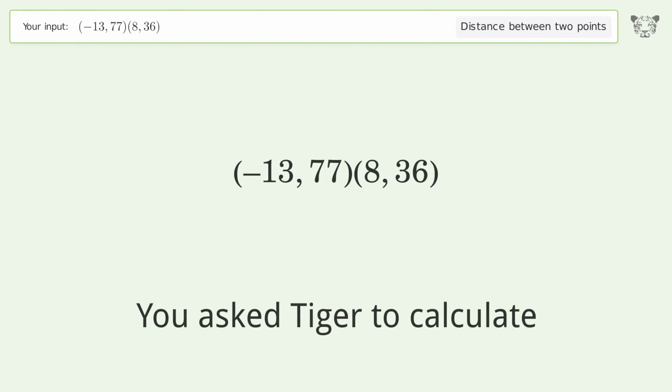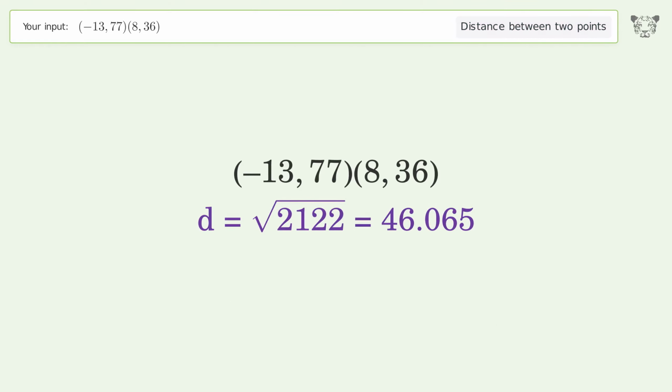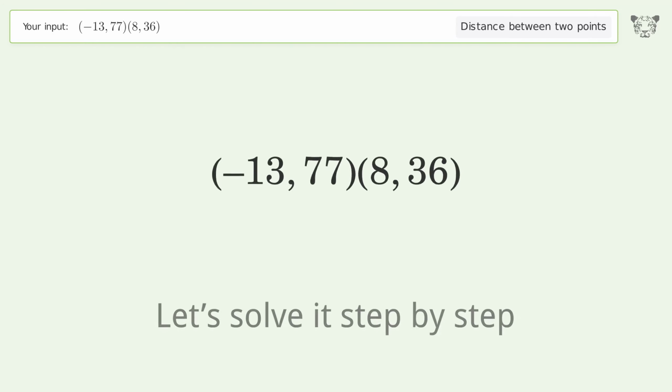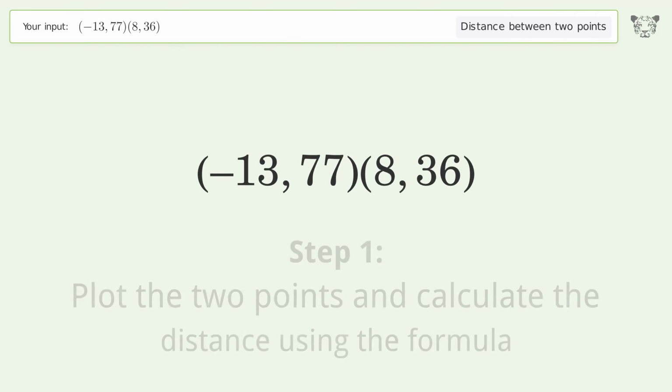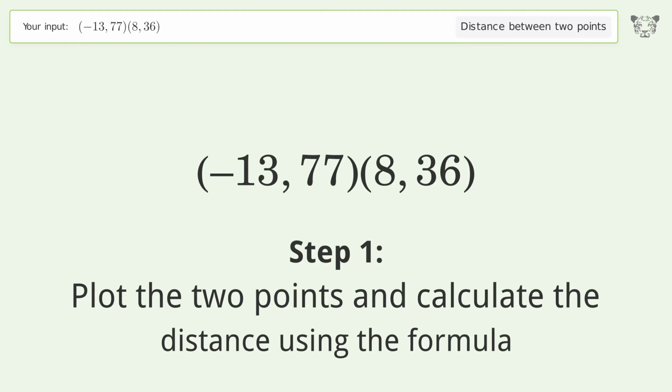You ask Tiger to calculate. This deals with the distance between 2 points. The distance between the 2 points is the square root of 2,122, or 46.065. Let's solve it step by step. Plot the 2 points and calculate the distance using the formula.